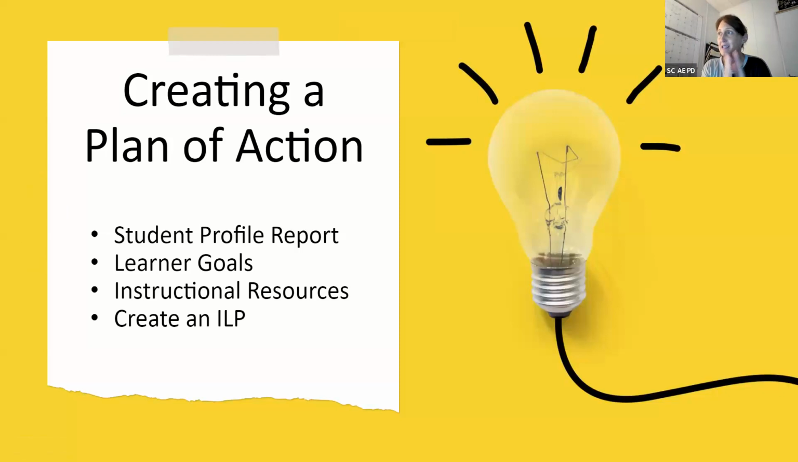Now you've got to create a plan of action, okay? What are the goals for the student? How are you going to get them from point A to point B? And also pick up those things that you need, like your measurable skills gain, and make sure you're monitoring your student progress throughout. So create a plan of action. You're going to have a student profile report, which I'm going to show you here in just a second.